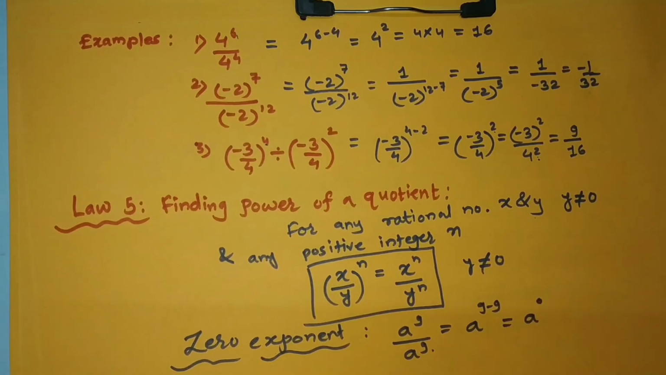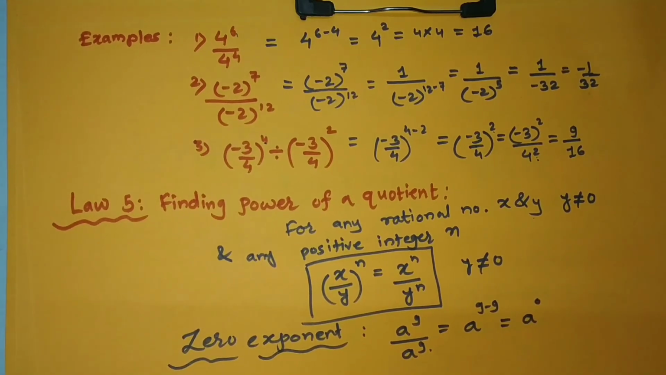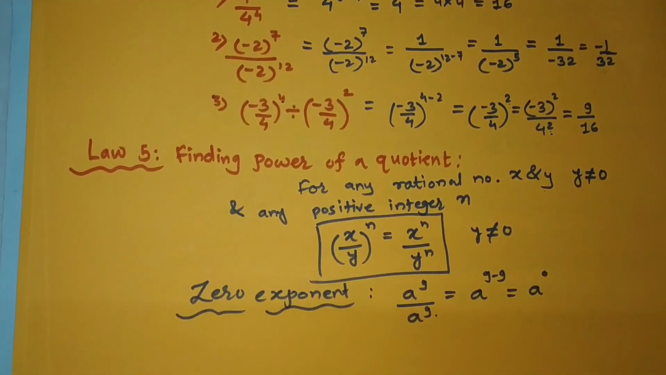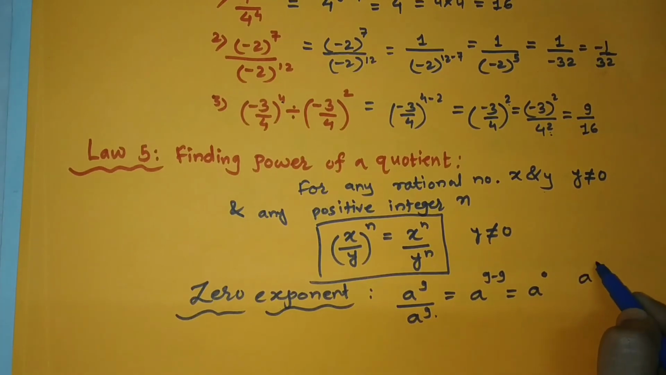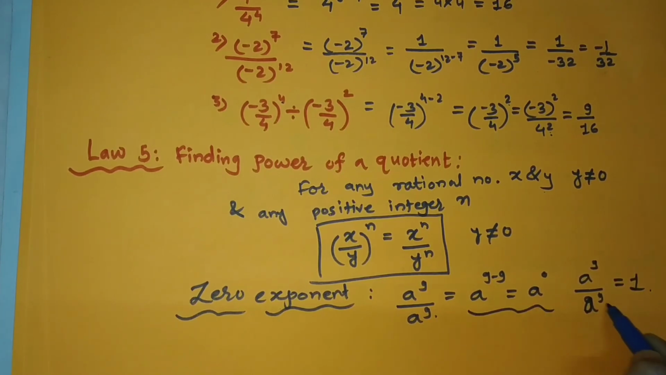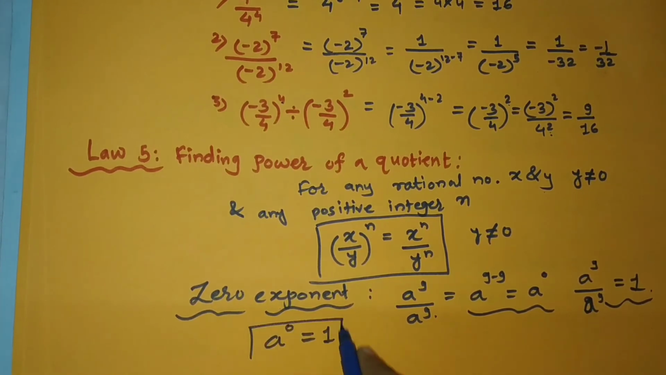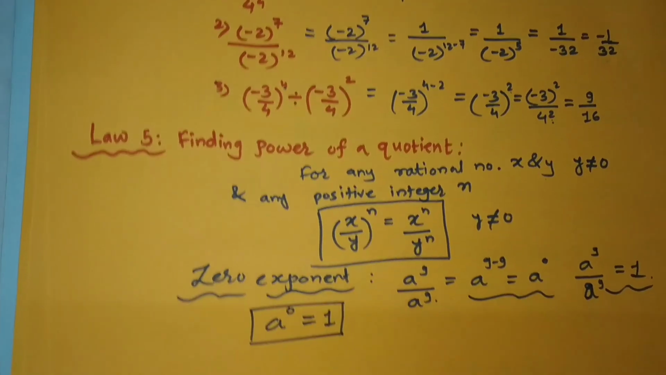And we already know that whenever such a case is there where the powers are equal of the same number, we know that a to the power 9 divided by a to the power 9 is nothing but 1. So from this stage you can compare and say a to the power 0 is nothing but 1. We'll conclude it. I'll explain you how.